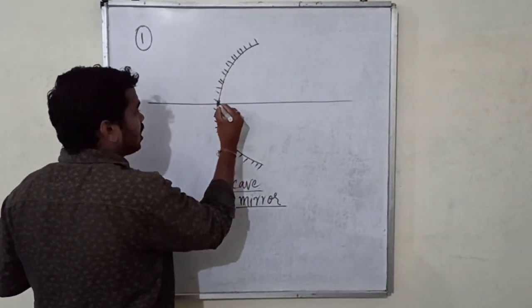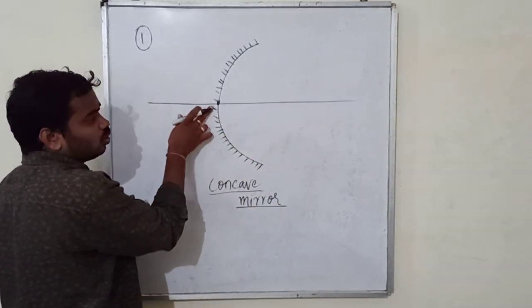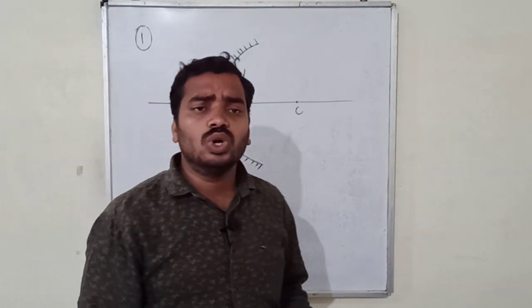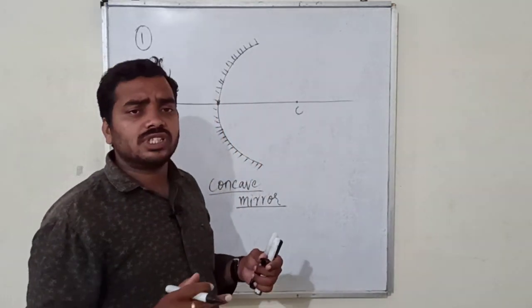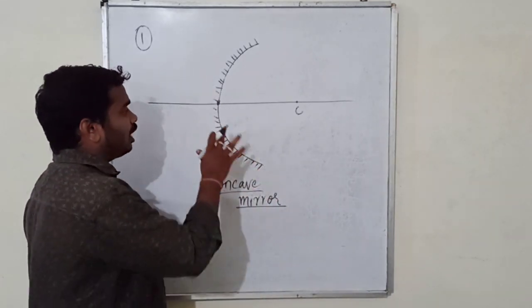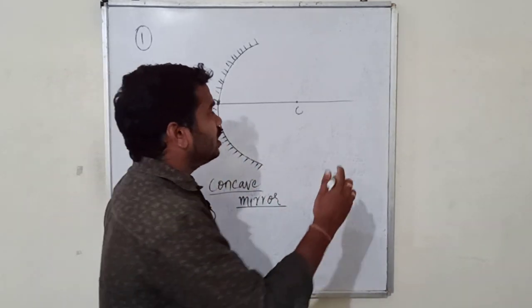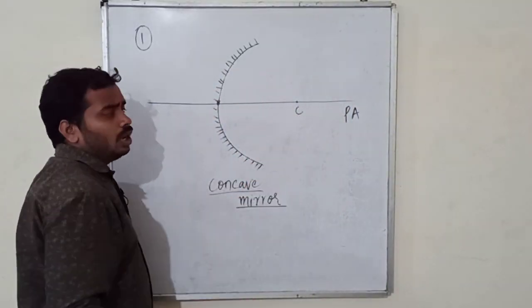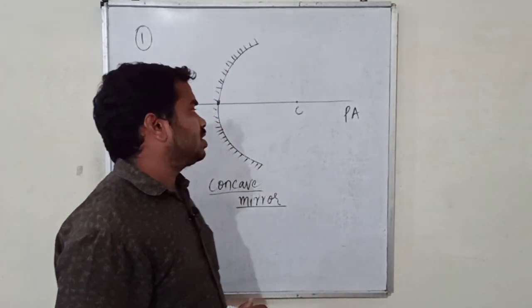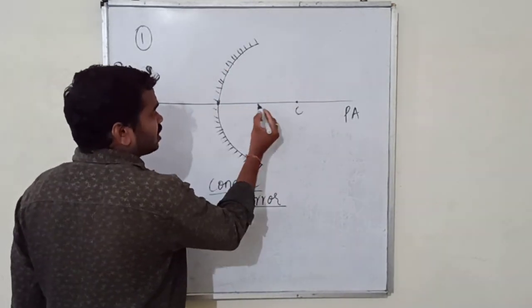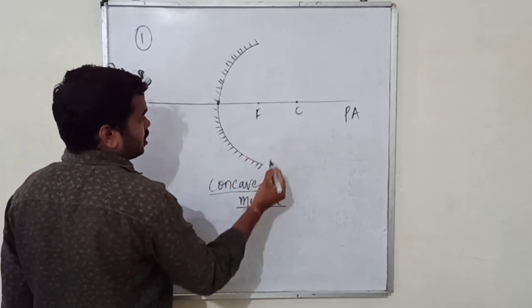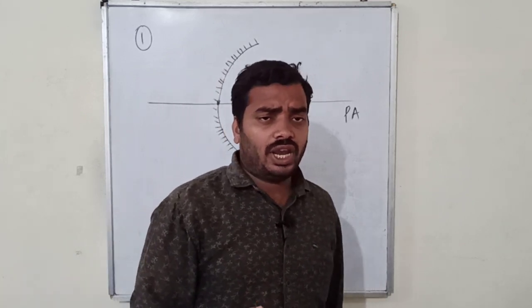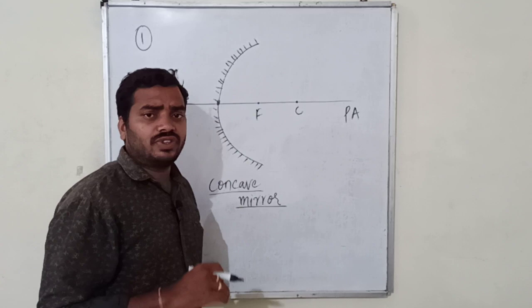We shall try to pass a normal through the pole, and obviously a normal will certainly pass through the center of curvature. All the normals pass through the center of curvature. Similarly, a normal which is drawn through the pole is called the principal axis. So we are considering this principal axis, and upon the principal axis there will be the center of curvature, and half the distance between them would be the focus. All this we have discussed in the previous session, where you got to know some important terms of this particular chapter.